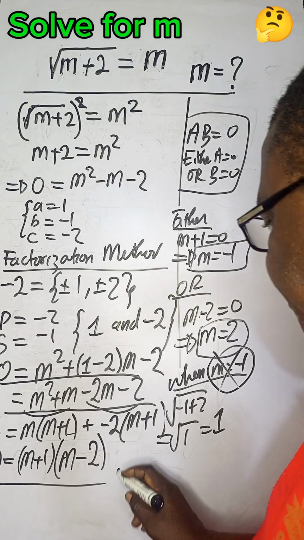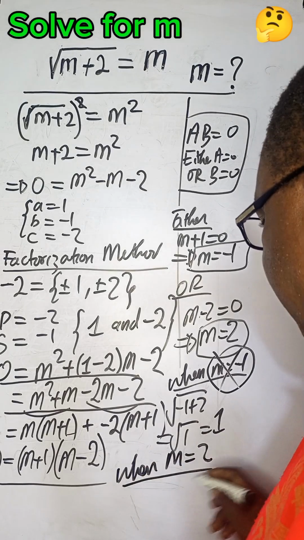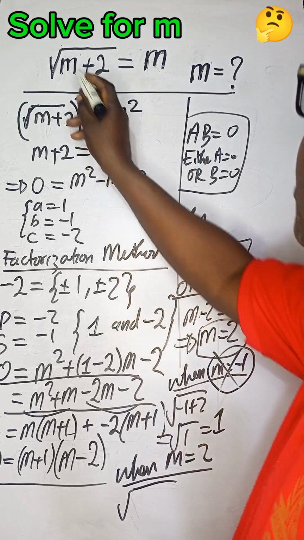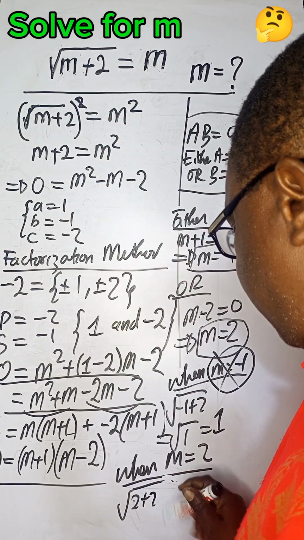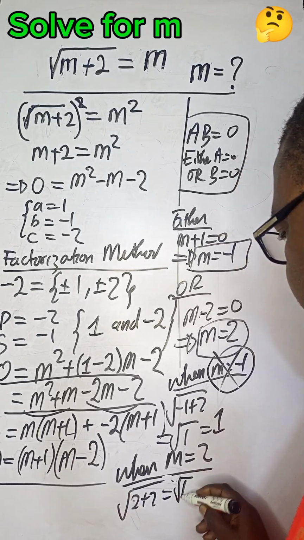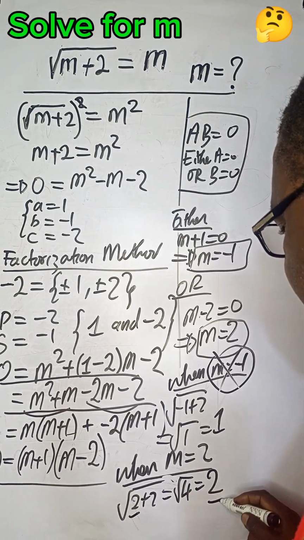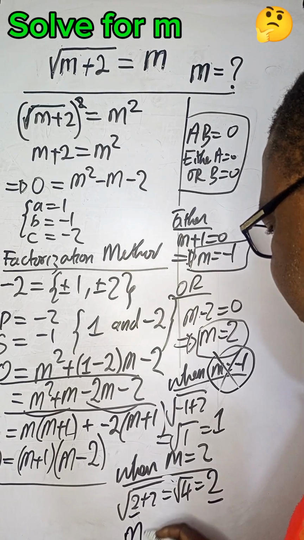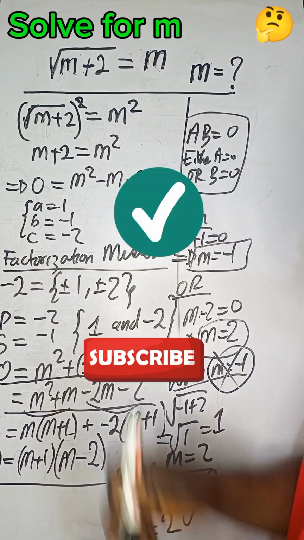If we take 2, when m is 2, let's look at the left hand side. 2 plus 2, 4. So we have the root of 4, which is 2. Alright, do we have this value the same as this value? Yes. So the only answer is m equals 2. That's the only right answer for this equation.